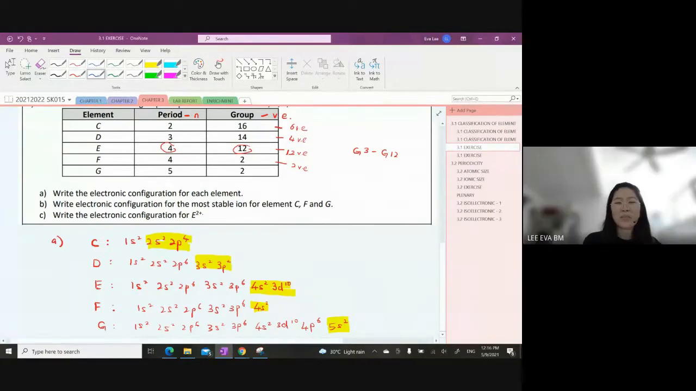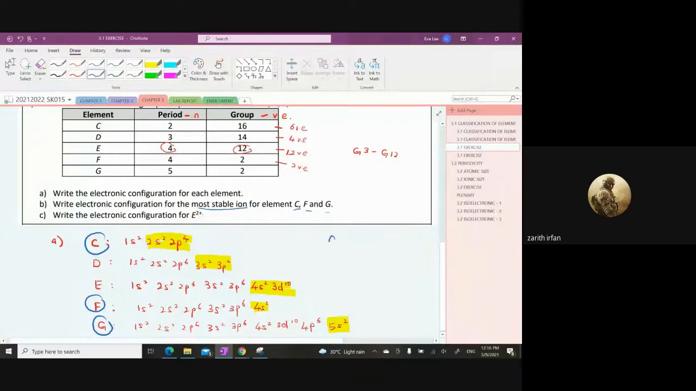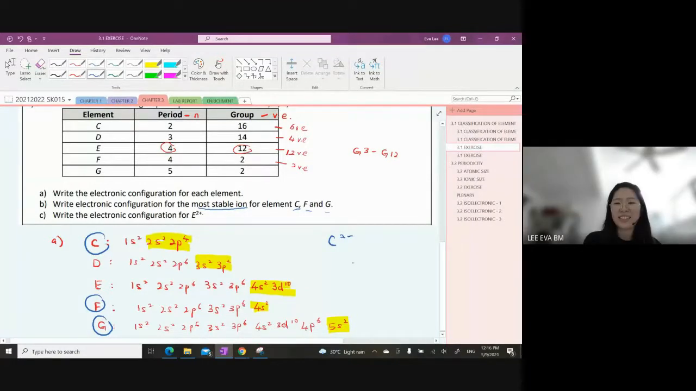So the question B over here: write the electronic configurations for the most stable ion for C, F, and G. So for C, what is the ion that you're going to form? C2 minus. Okay, that means you are accepting the electron, then the electronic configuration will go until 2s2, 2p6.